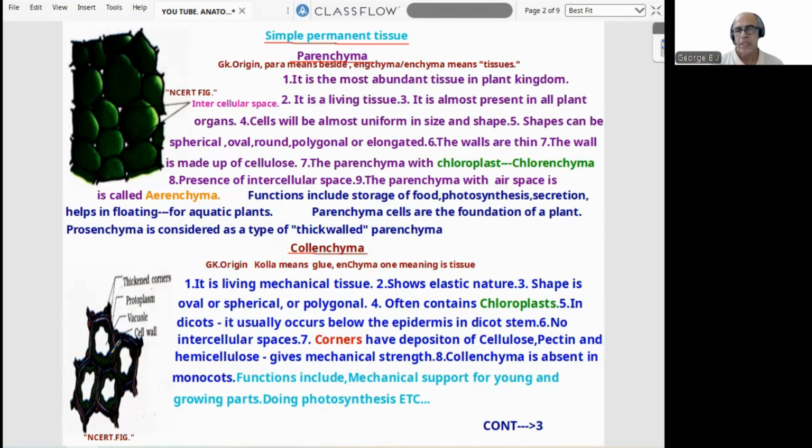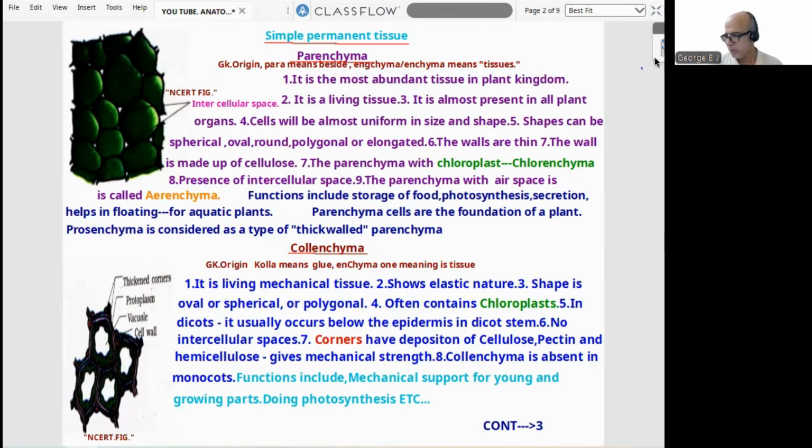A popular question. Gives mechanical strength. Collenchyma is absent in monocots. Functions include mechanical support for young and growing parts. It can also do photosynthesis because chloroplast is there. Hoping that it is clear.